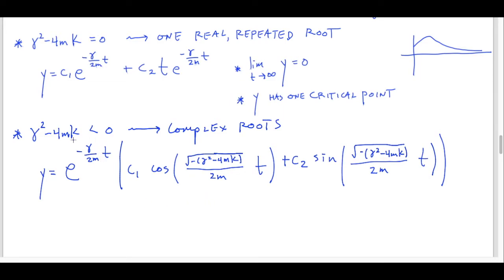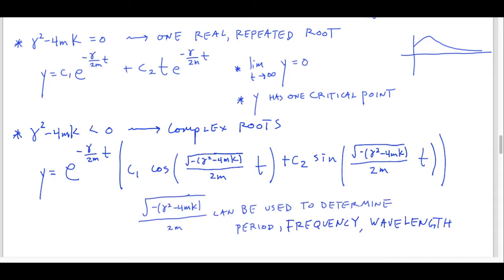Once again, we note that this exponent is definitely negative because lambda and m are both positive. So this will only lead to decreasing oscillation. And then this coefficient on t, as we saw in the previous example, can be used to determine the period or quasi-period of this oscillation. So all other periodic properties, wavelength, frequency, can all be derived based on this expression here.